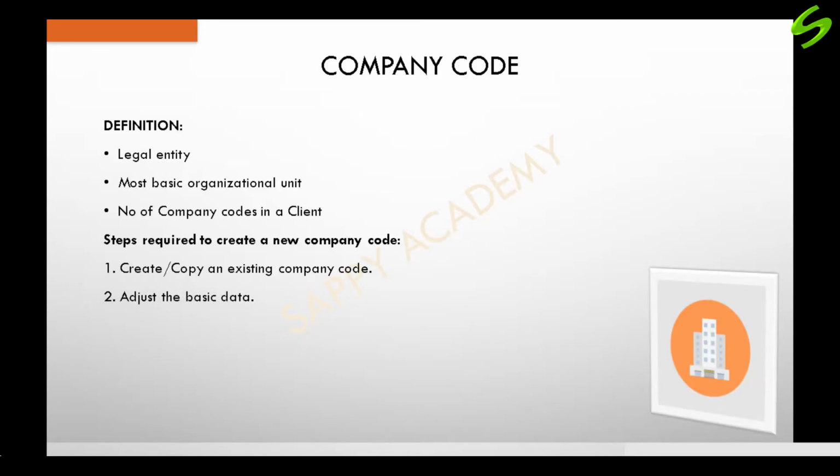After we have copied the company code, we have to adjust the basic data because the company code will copy everything as it is from the reference company code. The third step is to adjust the global parameters. We will have a look at the global parameters and the settings available in it shortly.